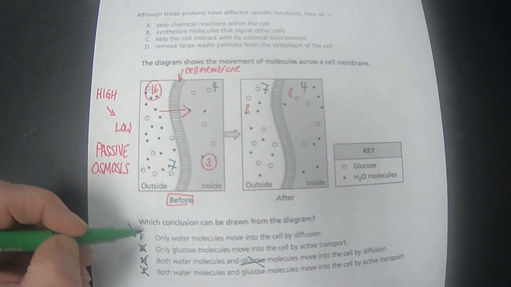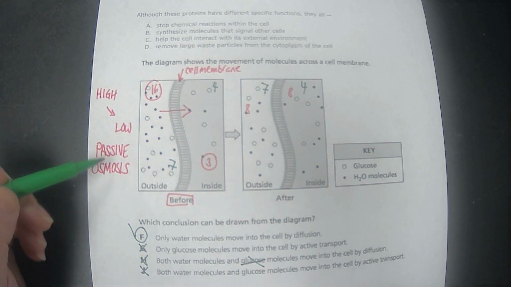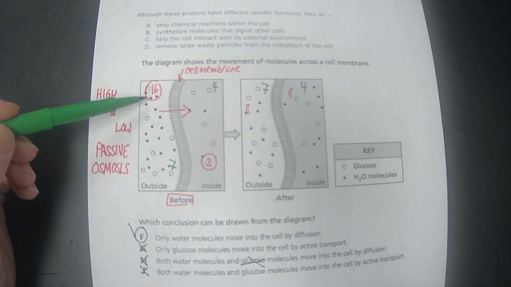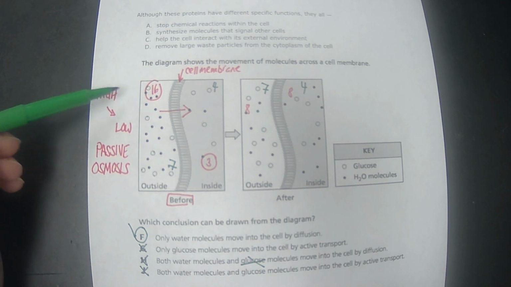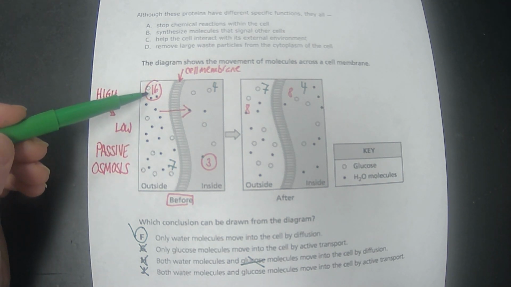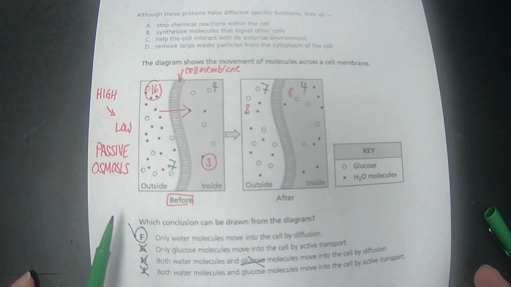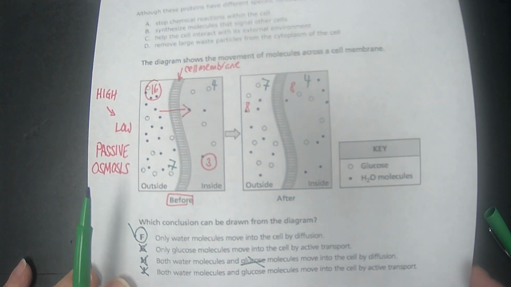So that's how I got that answer, F, and I did it literally by counting numbers and seeing which direction the water molecules moved. So did they go from a big number to a small number, or a small number to a big number? Okay, so that's why that's the correct answer.